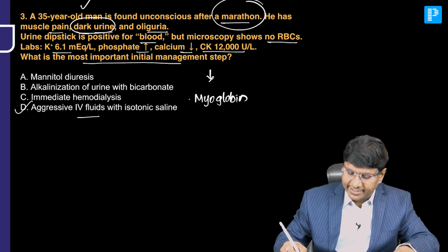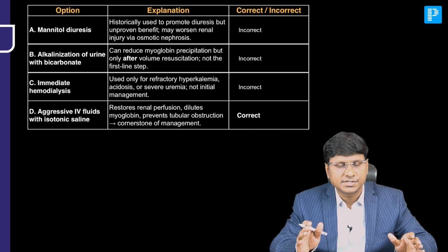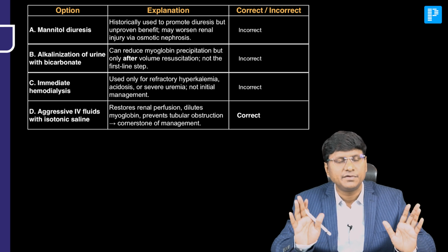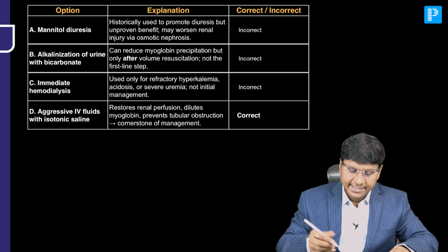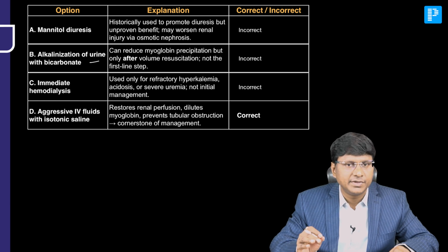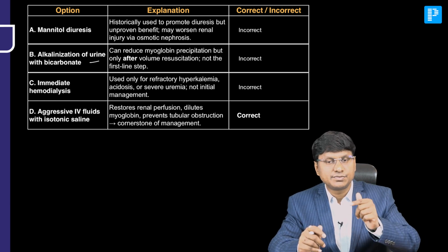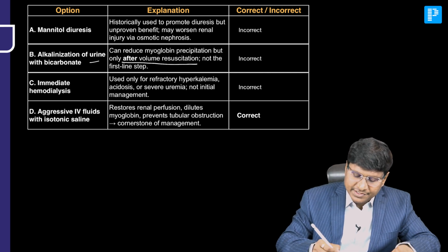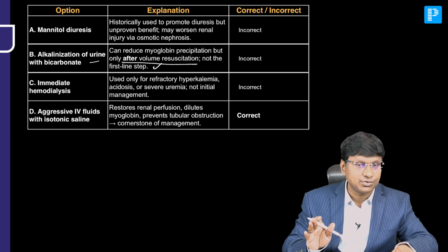Mannitol diuresis: historically it is used to promote diuresis, but it has unproven benefit. It is not of very much benefit in the diuresis of myoglobin. Next is alkalinization of the urine with bicarbonate. This can reduce myoglobin precipitation, but only after volume resuscitation, and this is not the first step. The first step is aggressive IV fluids with isotonic saline.